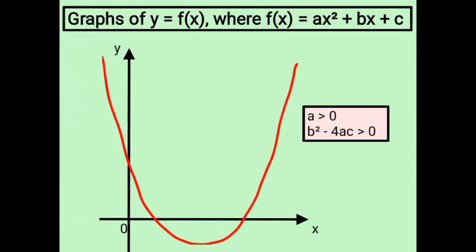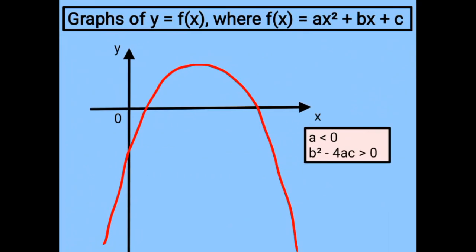Now remember, you can use the discriminant to check the shapes of sketch graphs. Let's take a look at these graphs of y equals f(x), where f(x) equals ax squared plus bx plus c. When b squared minus 4ac is greater than 0, there are two distinct real roots. So when b squared minus 4ac is greater than 0 and the coefficient of x squared, a, is greater than 0, the graph will have this shape. When a is less than 0, the graph will have this shape.